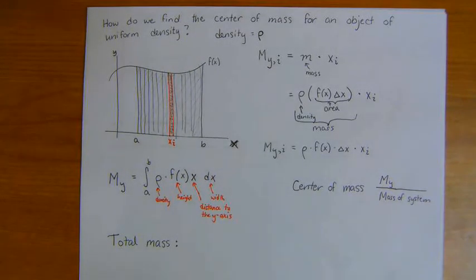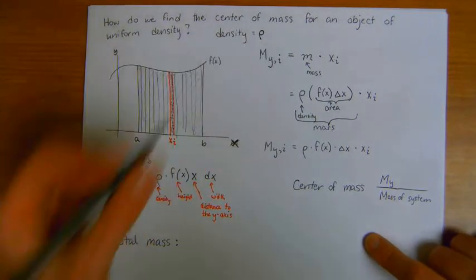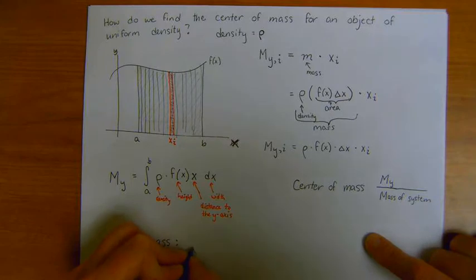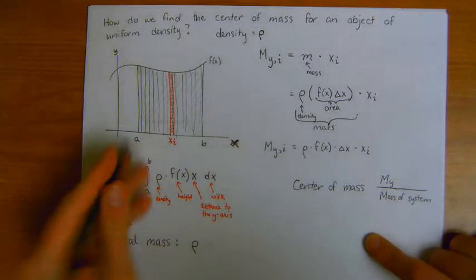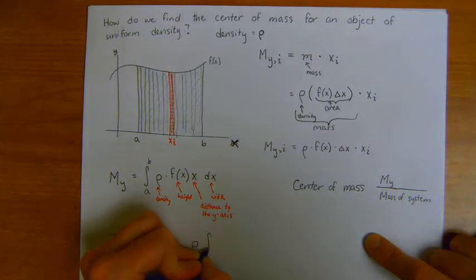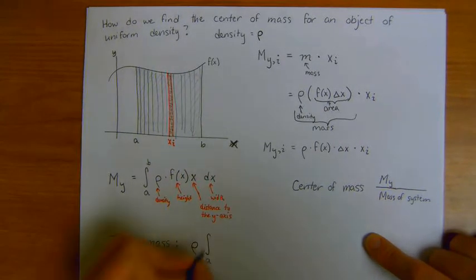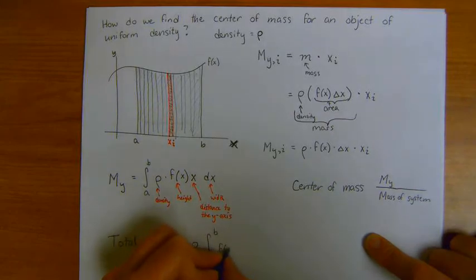What is our total mass in this case? Our total mass is going to be the total surface area times the density. So that's going to be the density times how much area there is in this entire object. Well, how do I know how big the object is? It's just the area under this curve, the integral from a to b of f of x dx.